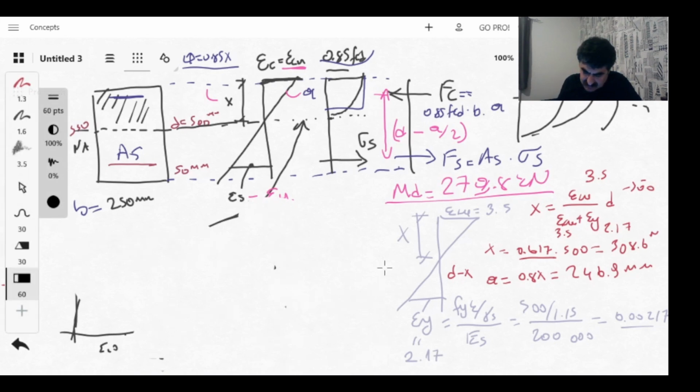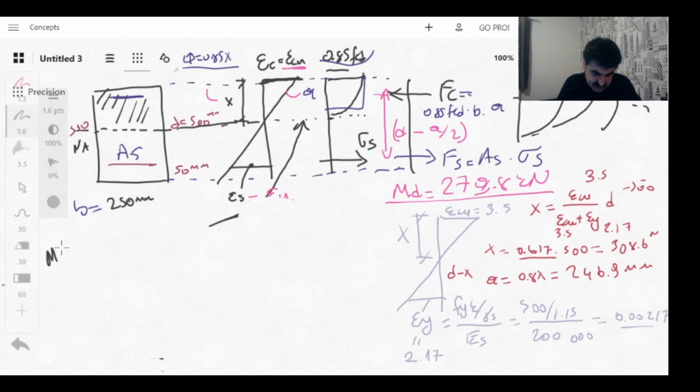So I delete it. From this I can take the moment with reference to this tension steel. So the moment will be like this. MB will be equal to Fc multiplied by the lever arm, which is d minus a over 2.